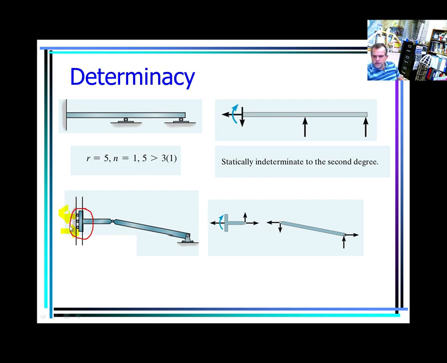So basically this support has 2 reactions, 1 force and 1 moment, and you have 2 here, these 2 and these 2 are the same, so 2 and 2 more here, so you have 2, 4, 6 and 2 bodies.